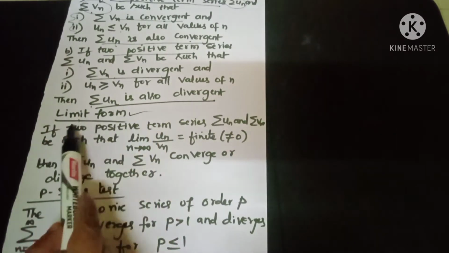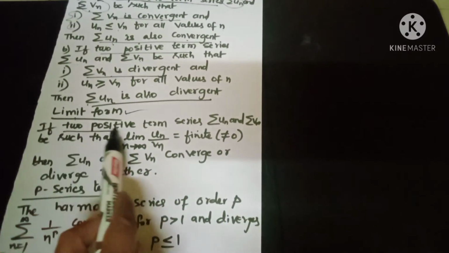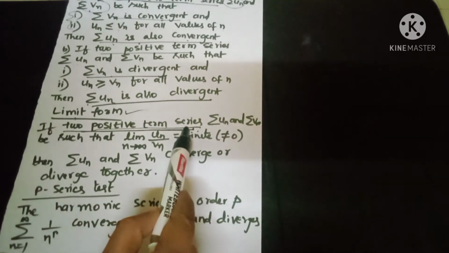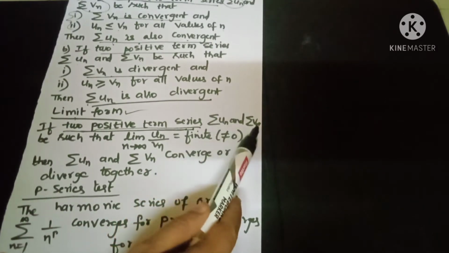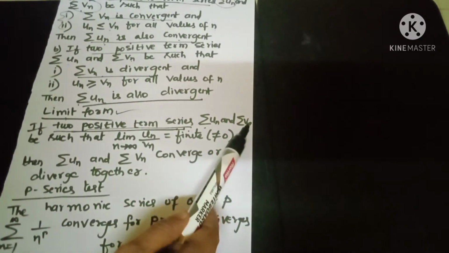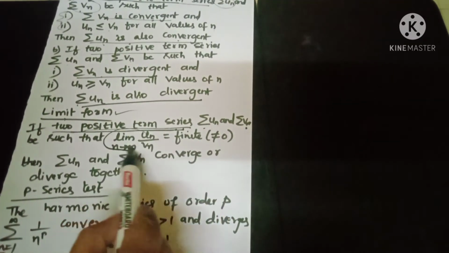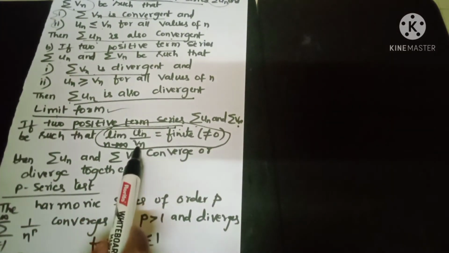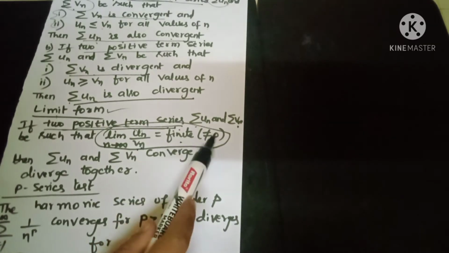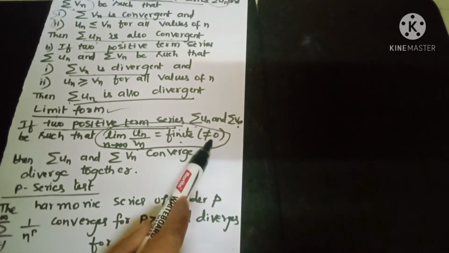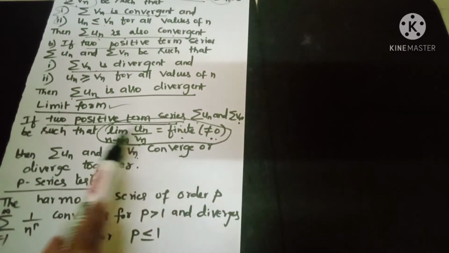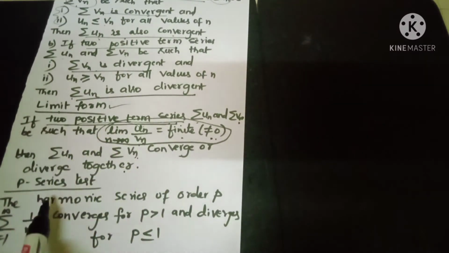Next, come to the limit form. Here also it should be written that it is a two positive term series, sigma un and sigma vn, such that this is the important limit form, un by vn. If we apply the limit to this ratio, then it should be finite and it should not be equal to 0. Then we say that both the series converge or diverge together.